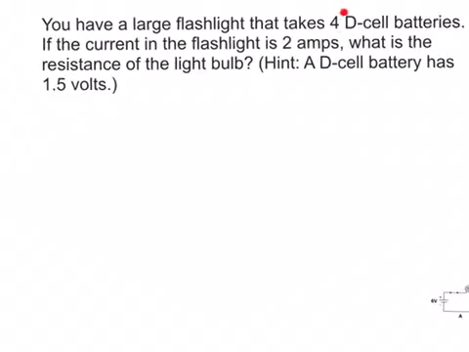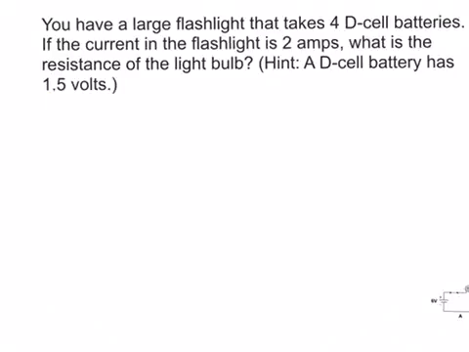But this particular D-cell are those large batteries that some of you were using in your current circuit building on Wednesday and Thursday. If the current in the flashlight is 2 amps, what is the resistance of the light bulb? And the thing that we're trying to find is resistance. And we have given you a hint here. A D-cell battery has 1.5 volts.